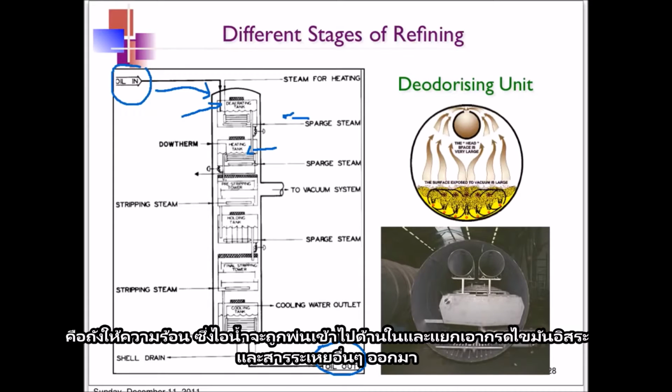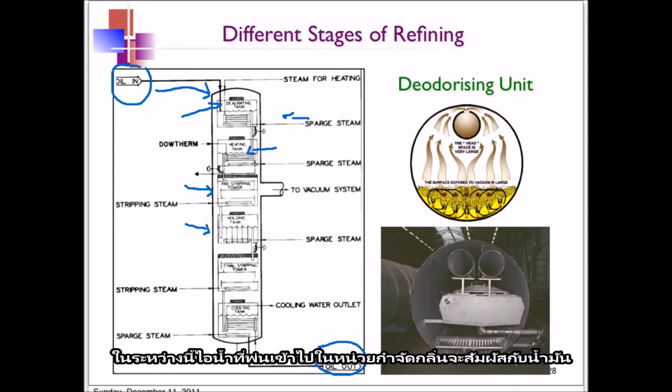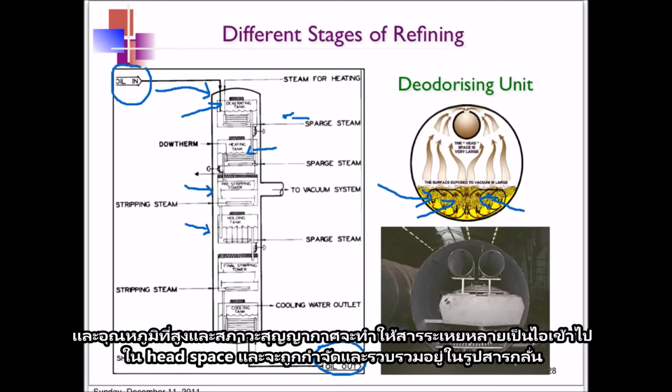Then we have the heating tank here, and the steam is being sparged inside, and the stripping of the free fatty acid and other volatiles will take place when the oil flows through the column in the deodorizer. So during this process, the steam will be sparged into the deodorizer unit and will come into intimate contact with the oil, and the high temperature and the vacuum condition will allow the volatiles to vaporize into the large headspace vacuum space here, and will be removed and collected as distillate.